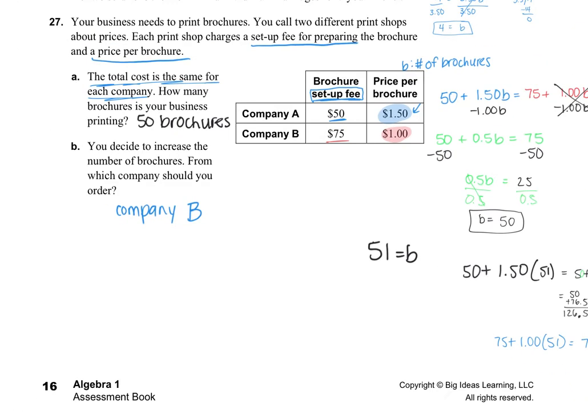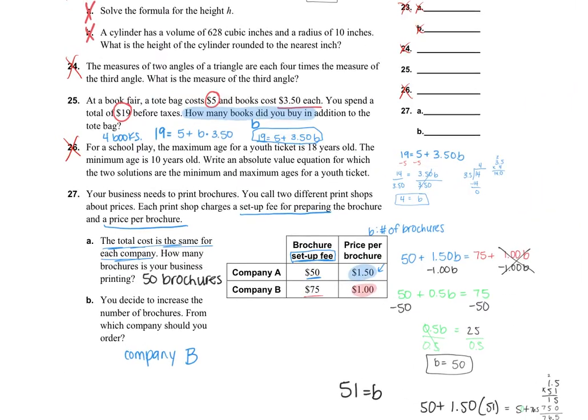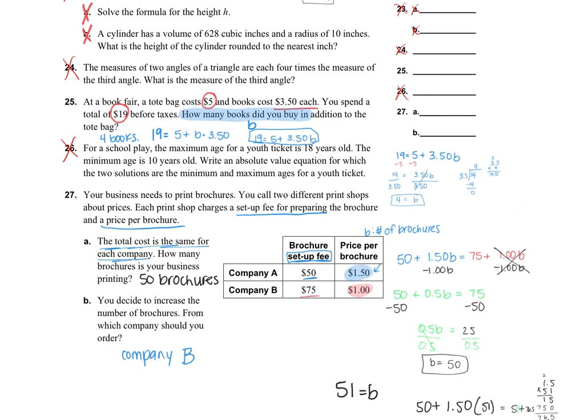Okay, and we're done, guys. That was the entire review. I didn't put the answers here, so B was equal to 4 books for 25, and then 27 was 50 brochures, and company B was the answer to B.